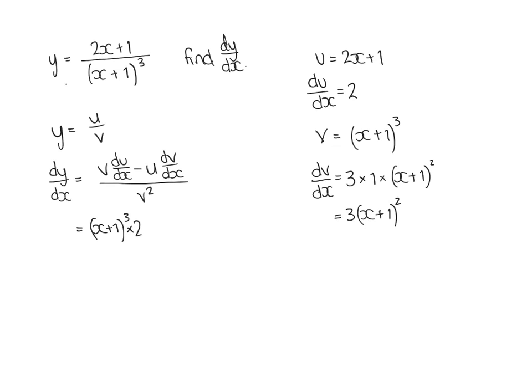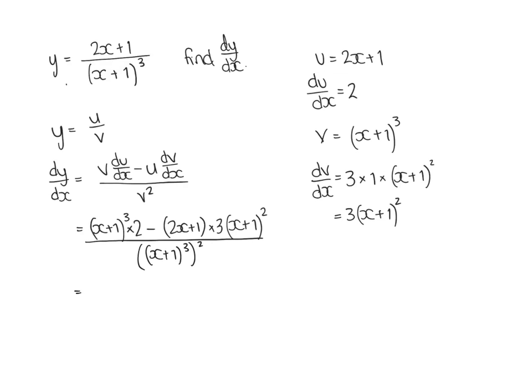du/dx is 2, u is 2x plus 1, put that in brackets to make sure you subtract the whole thing, and dv/dx is 3 lots of (x plus 1) all squared. All of that over v, which is (x plus 1) cubed, and then we need to square all of that.